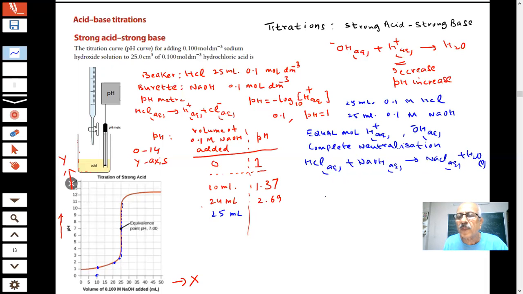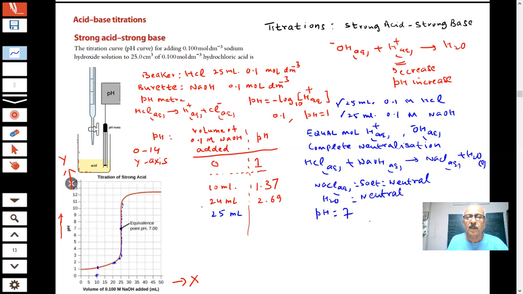You can see that NaCl aqueous. This is a salt. But it is a neutral salt. This salt is neutral. Neutral means neither acidic nor basic. Water. What is water? Neutral. So when you add 25 and 25, the pH will immediately go to 7. pH is 7. Yes or no? For a neutral, what is the pH?